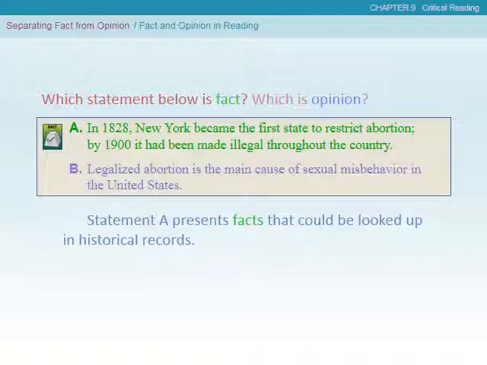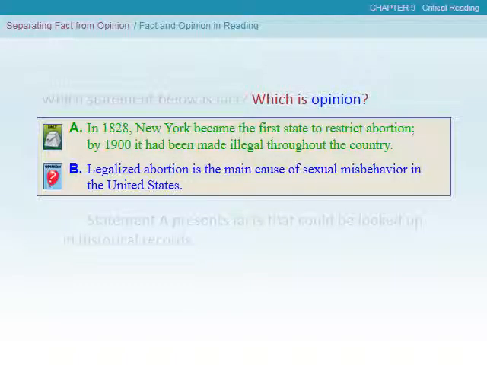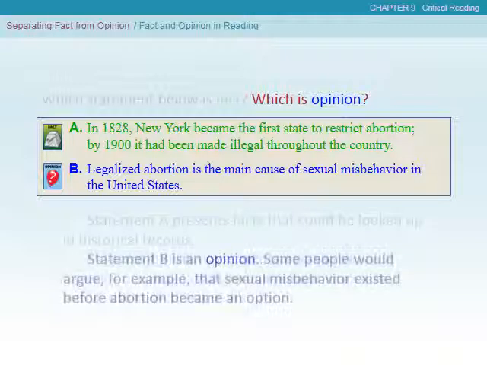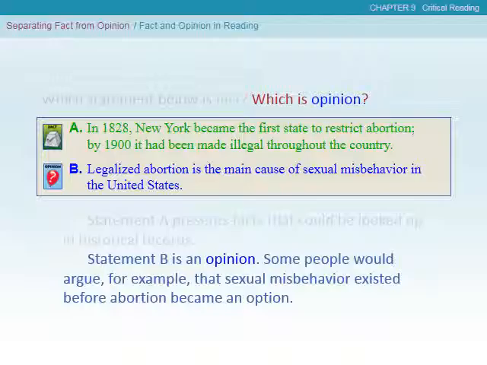But the second one is an opinion, right? It's the main cause of sexual misbehavior. Well, you have to ask yourself, what does sexual misbehavior mean? And then there's also the issue that sexual misbehavior existed before legalized abortion. Okay, you may believe in that opinion, but it's an opinion, not a fact, because people can disagree.